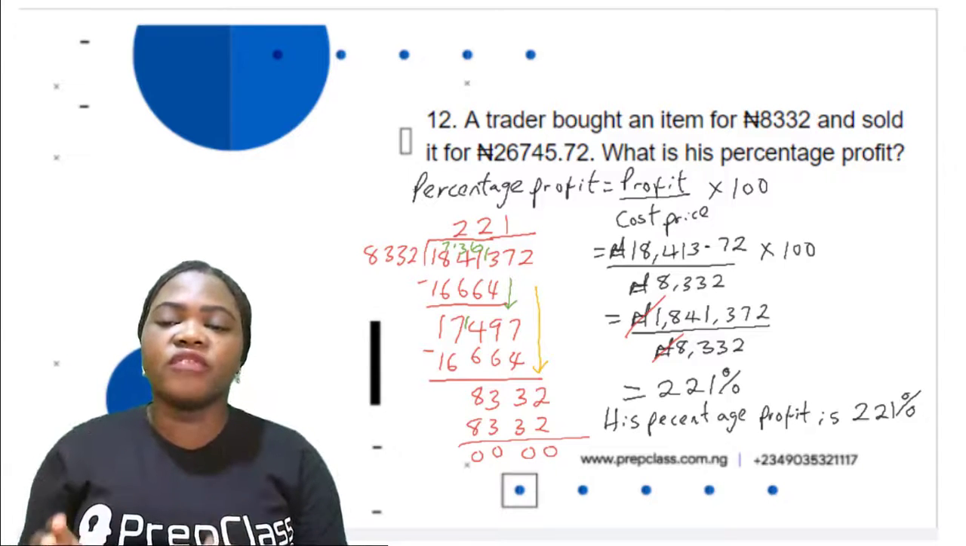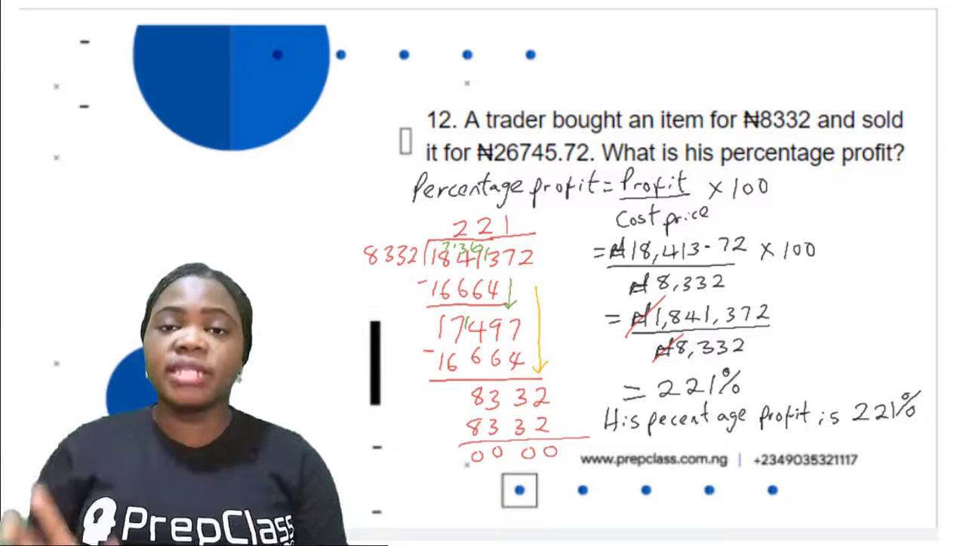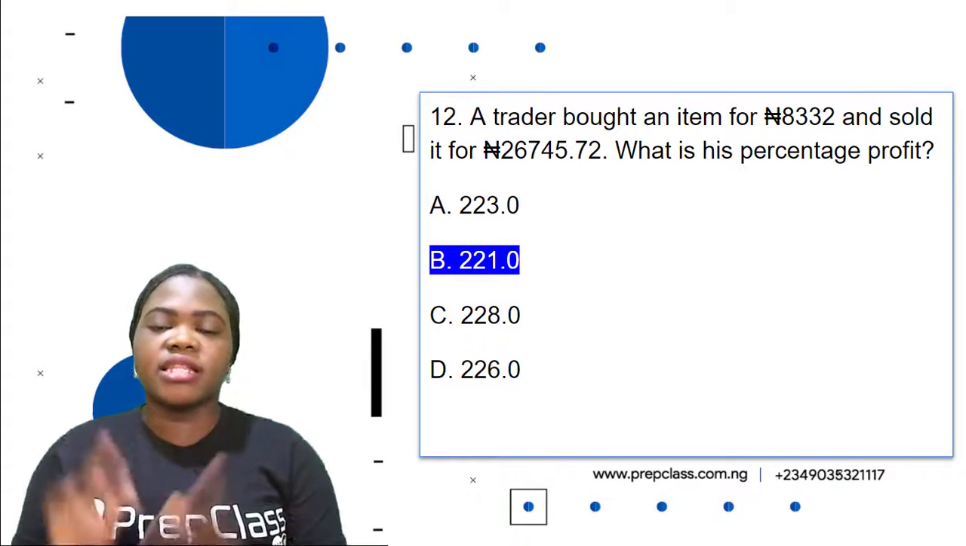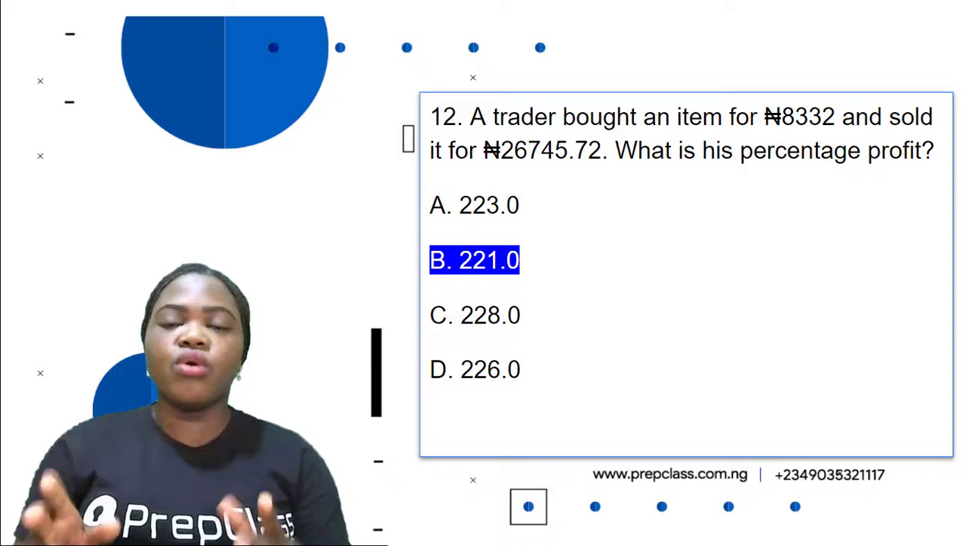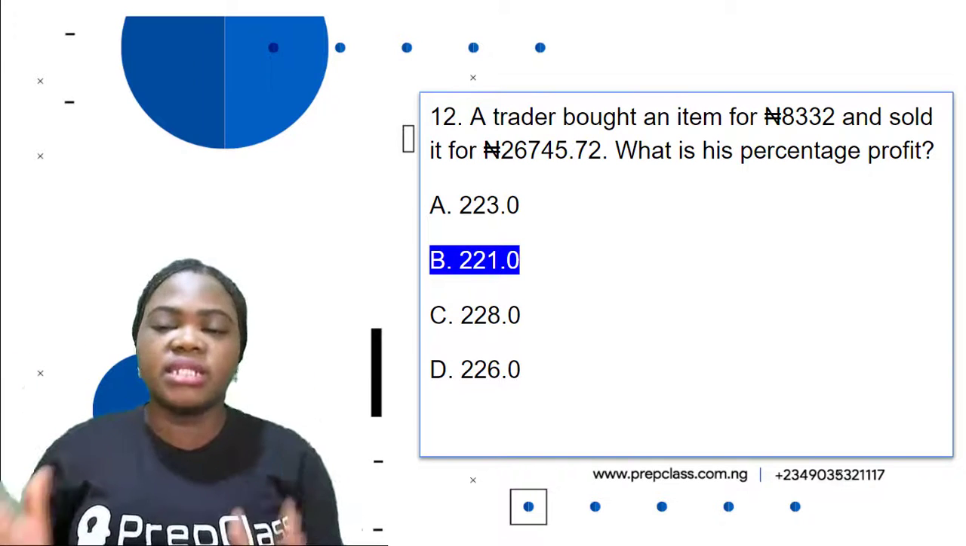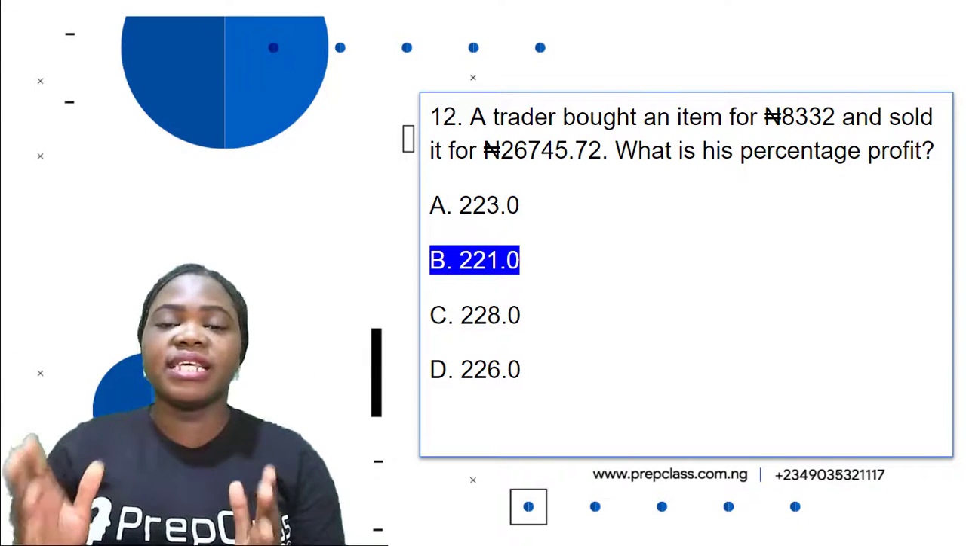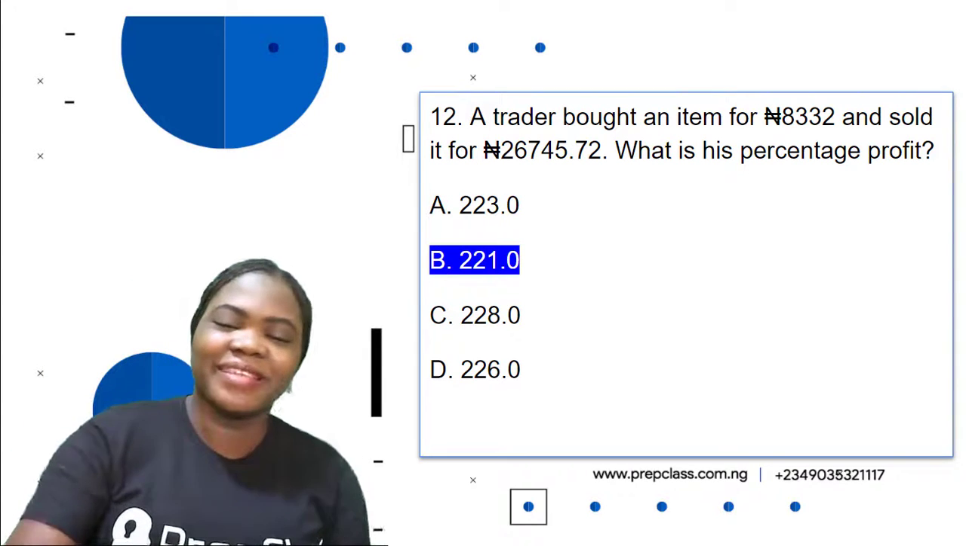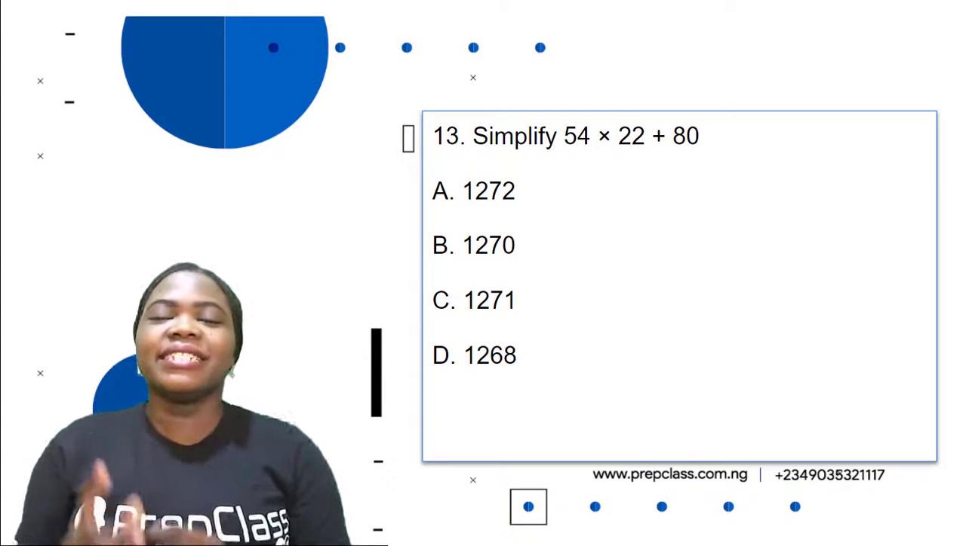So its percentage profit is 221%. So which of the options is correct? The correct option is B, 221.0. This trader's profit is 221%. Check.